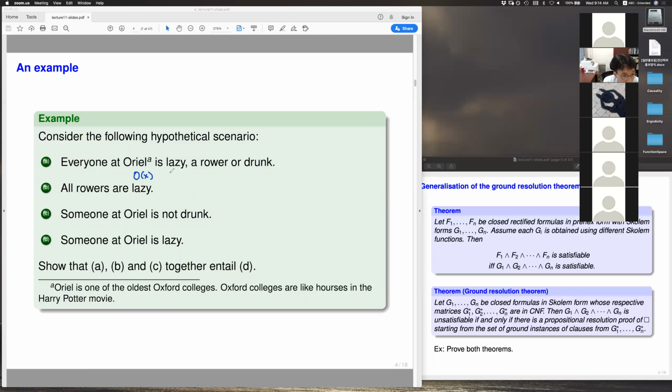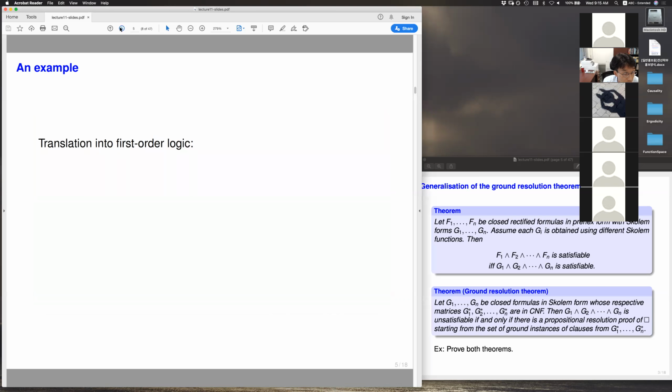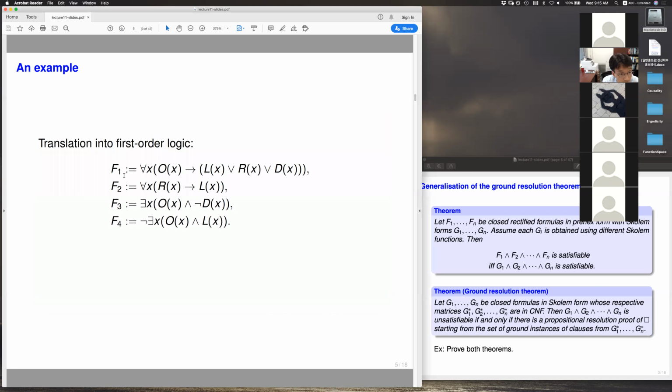And then we will have L of X that talks about that person X is lazy, R of X that talks about the person X is a rower, D of X which talks about the person is drunk. So here's a translation of these four statements into the logic. So then here's the formula F1, F2, and F4. So actually for F4, this is a negated version of the statement.